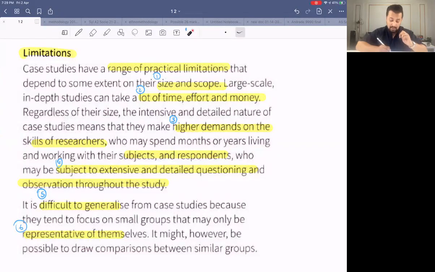Right. Now, it is difficult to generalize from case studies because they tend to focus on small groups that may only be representative of themselves. That's another important thing. Case studies, for example, the three studies that we spoke about: Westwood, the Stitchco company, that was a factory. We spoke about Lacey, we spoke about Venkatesh. At times the group that you're conducting a research on isn't really representative of the wider target population. Remember, I'm using the words target population over here, not the word population, right?